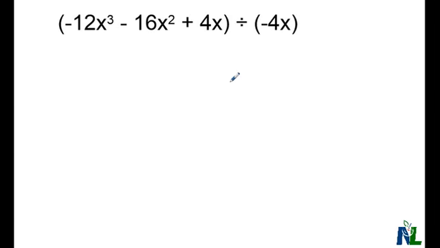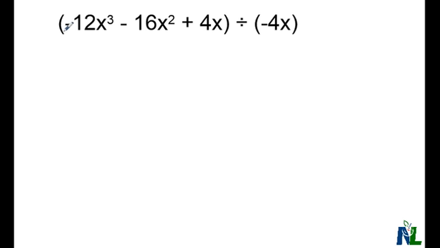This video is going to demonstrate how you can solve a division problem involving polynomials using algebra or using a symbolic method. Well, you might think to yourself first, what could I multiply negative 4x by in order to end up with negative 12x cubed minus 16x squared plus 4x? If you have difficulty figuring that out in your head, don't worry.